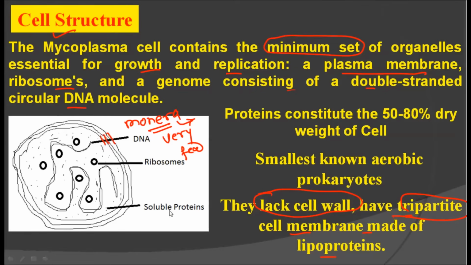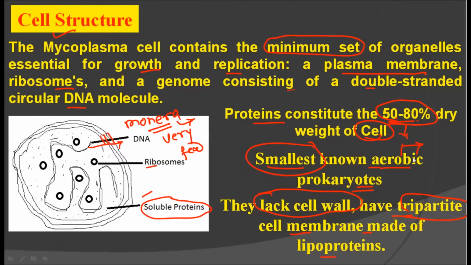And then there are some soluble proteins in the cell. Here you can see the double-stranded circular DNA molecule. Then here we have rounded ribosomes and soluble proteins. Actually, these soluble proteins constitute 50 to 80% of the dry weight of the cell. And again, these mycoplasmas are famously the smallest non-aerobic prokaryotes. Aerobic means those who respire with the help of oxygen, and prokaryotes are those which don't have a nucleus. So the mycoplasmas are the smallest non-aerobic prokaryotes.